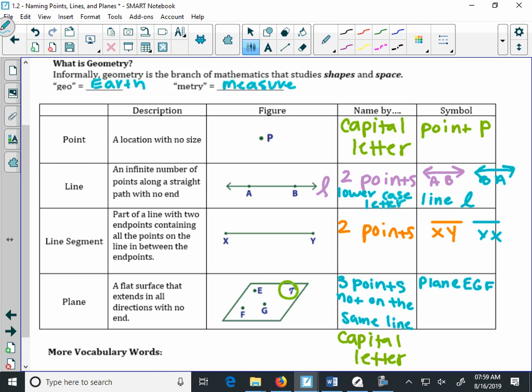So you could have also named this plane, plane what? Use those same letters, but they don't have to go in the same order. You could have named it plane GFE. Totally okay. Order does not matter with that. To name it by the capital letter, you just say plane, and you put that fancy letter there, plane T. Either way, I will know what plane you are talking about, using those 3 points not on the same line, or using that capital letter.